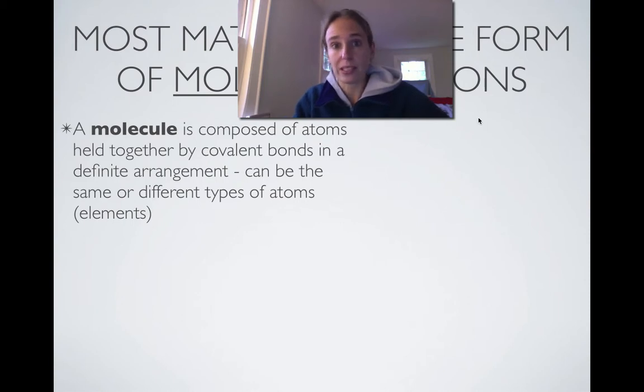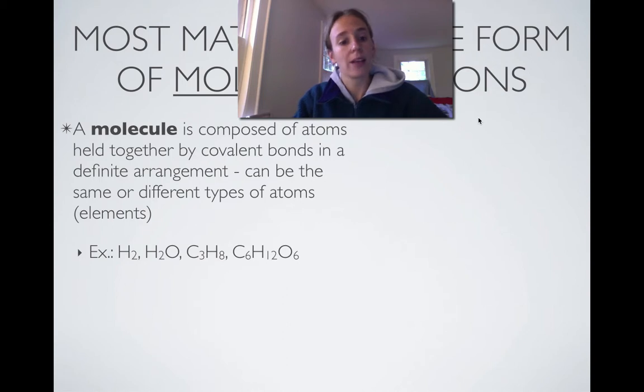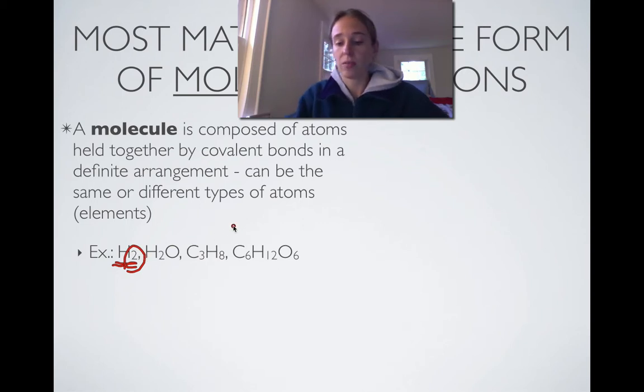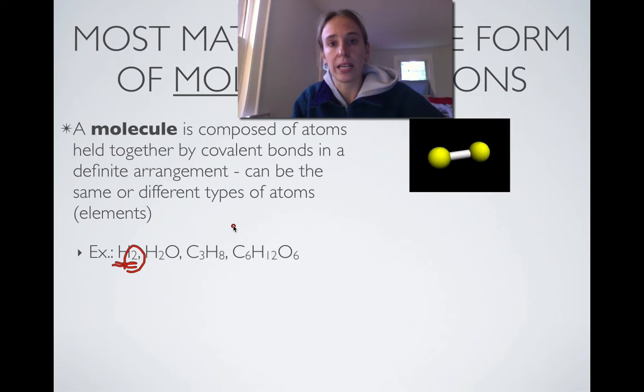A molecule is composed of atoms that are held together by covalent bonds in a definite structure. They can be the same or different types of atoms. Some examples: the way we write this is the chemical symbol for the element. H is the symbol for hydrogen, and these subscripts represent how many atoms there are in the molecule. So H2 represents a molecule that is just two atoms of hydrogen bonded together.